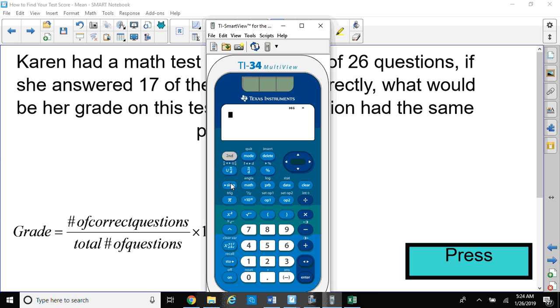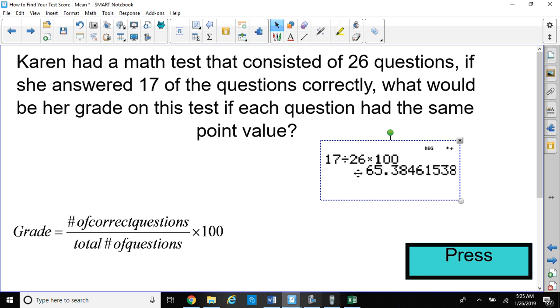So the number she had correct was 17. I'm going to divide that by the total number of questions. Total number of questions was 26. And I just multiply that by 100, and I'll get my grade. And it comes out to roughly 65.3. So let's bring that out. And we round that off to her grade I would give her would be a 65.